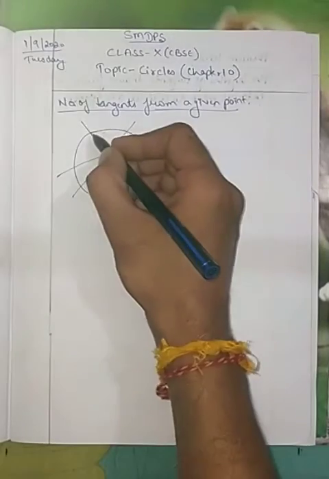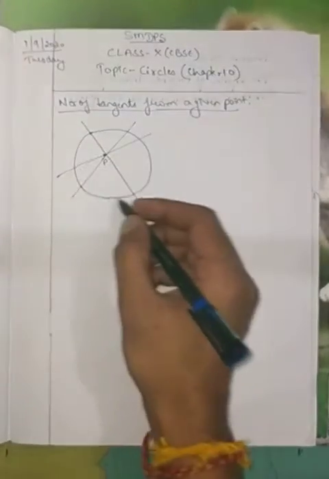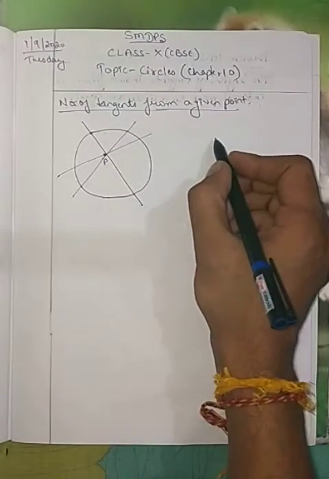Like if I take this line, it is touching the circle at 2 points. This also touches at 2 points, this also 2 points. So in this way, we can say that there is no tangent that can be drawn from this point.